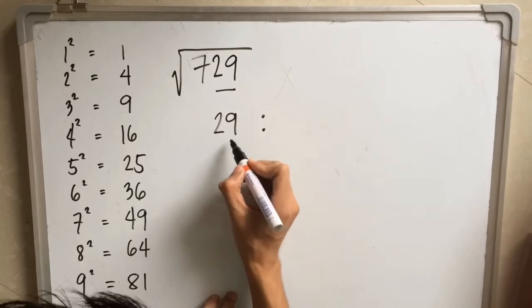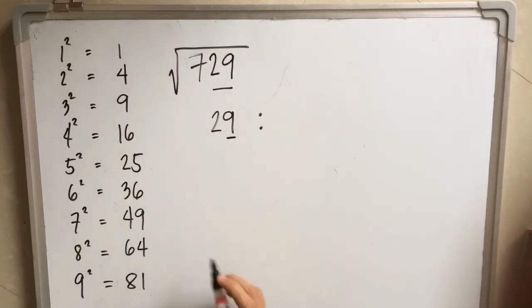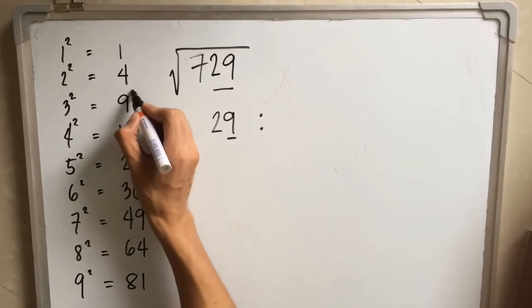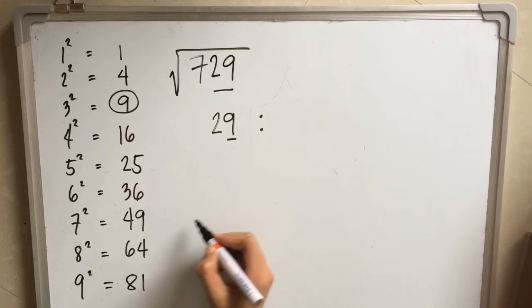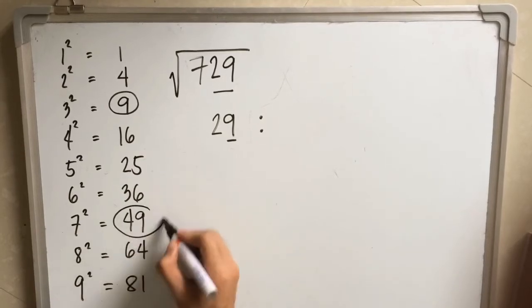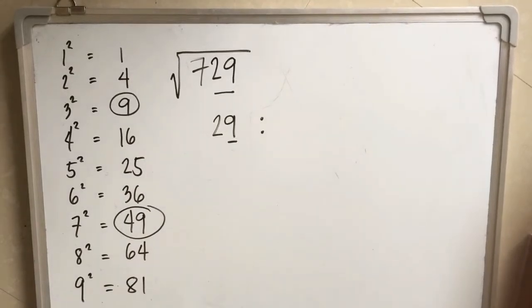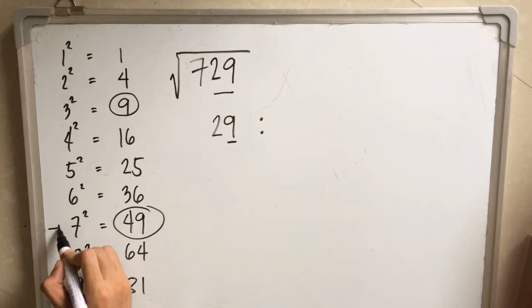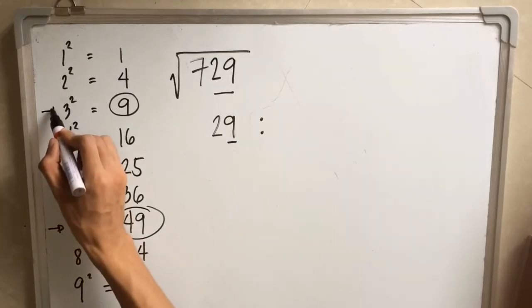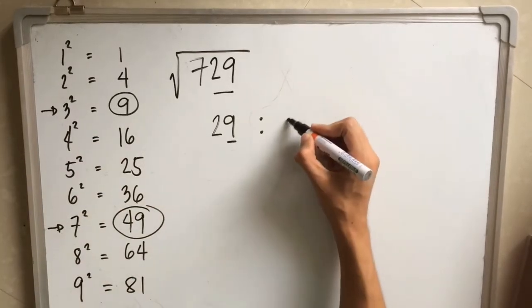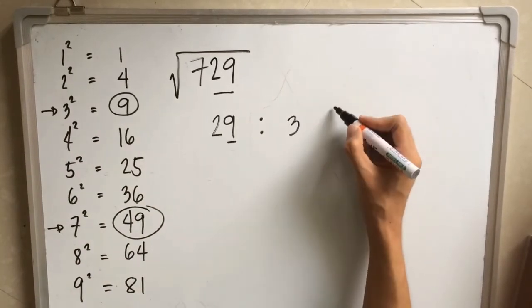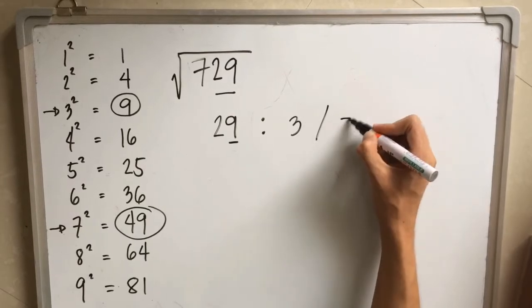And taking the last digit, 9, we are going to find the same number from the squares of the number. So it's 7 and 3. So it's 3 or 7.